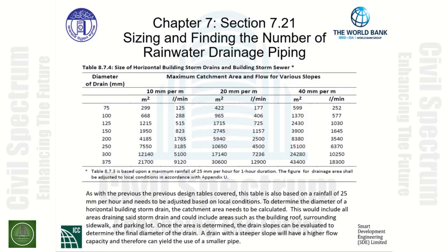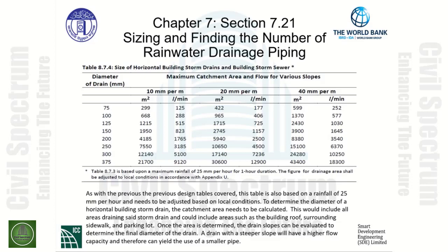Table 8.7.4, titled Size of Horizontal Building Storm Drains and Building Storm Sewer. This table is used for the horizontal connections. The first column is given our diameter of drain in millimeters. It ranges from 75 millimeters all the way up to 375 millimeters. The maximum catchment area and flow for various slopes are given in the second, third, and fourth columns.